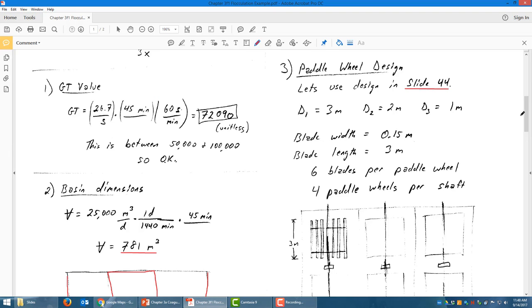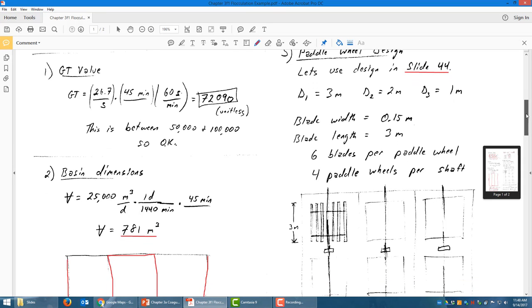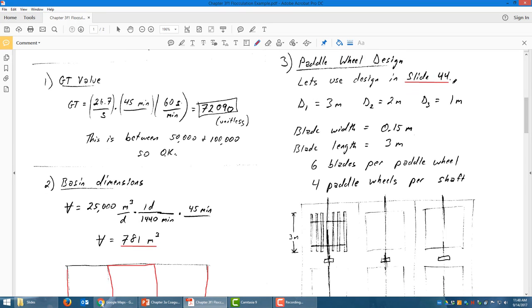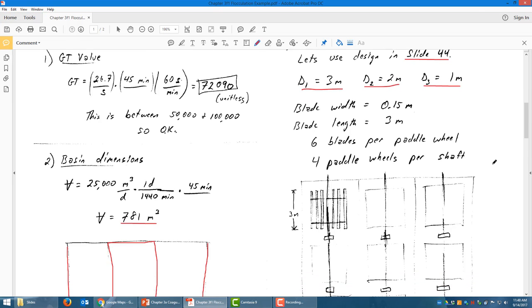And we can see that from slide 44, we're just going to go ahead and choose D1 to be 3 meters, D2 will be 2 meters, and D3 will be 1 meter. And the idea is that we simply choose these, and then we do all our calculations, and we find out if the design is within specs, and if it is, then we're good. If not, then we can adjust these diameters to give us the right performance.